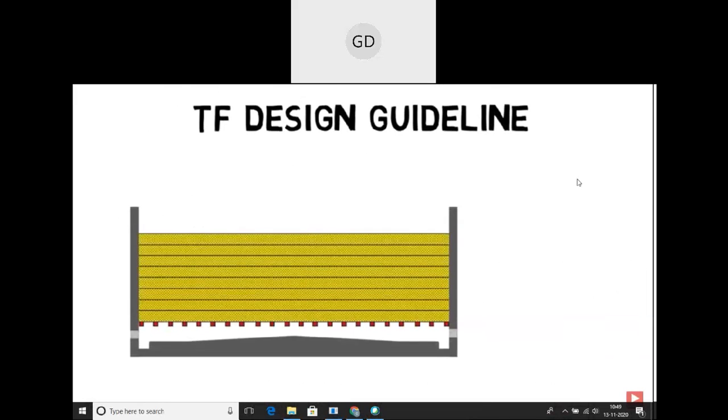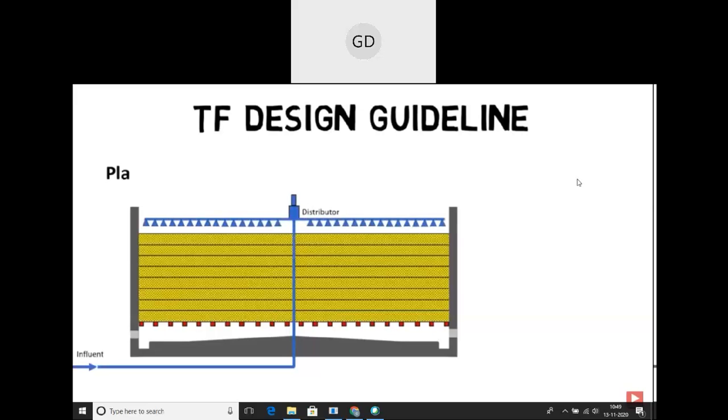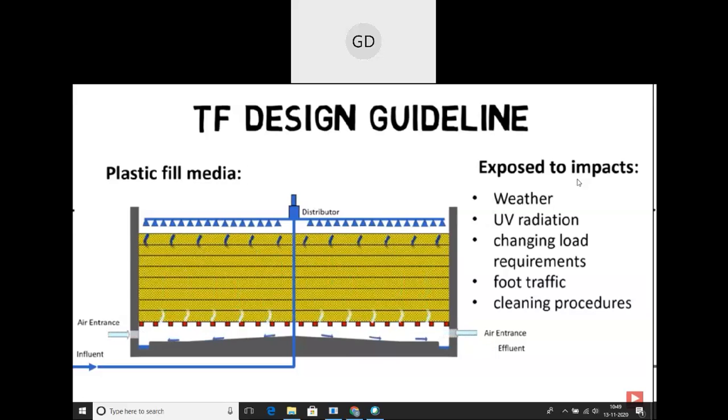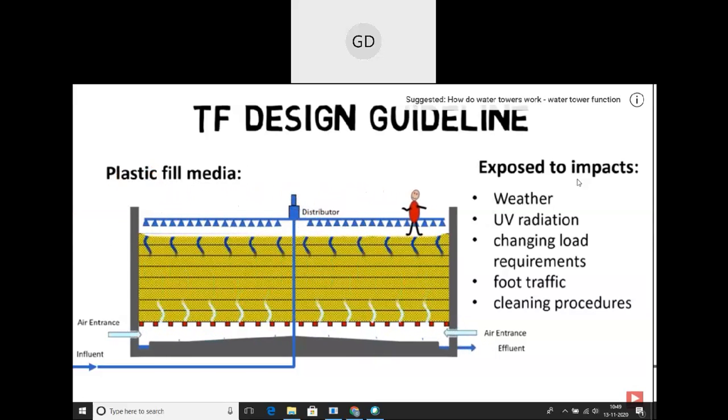During the lifetime of a trickling filter, the plastic fill media will be exposed to many different outer impacts, such as water, UV radiation, changing load requirements, foot traffic, and cleaning procedures. In the beginning, these effects will be barely noticeable, but over time, especially the bottom and top layer of plastic fill media start to deteriorate.